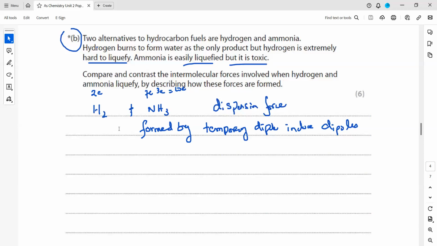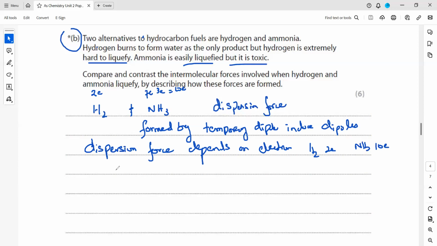So you can mention here the London dispersion forces. So the dispersion force depends on what? It depends on the number of electrons, because hydrogen has only 2 electrons, whereas ammonia has 10 electrons. So hydrogen molecules will have a weak London dispersion force. That's why it will be hard to liquefy hydrogen.